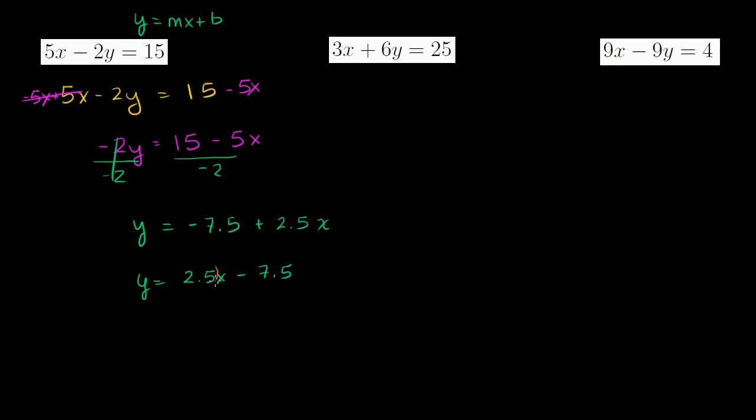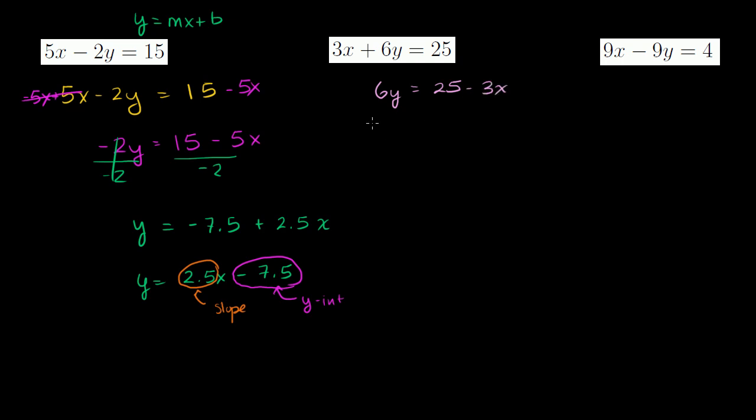You want the slope. It's right here. That is our slope. You want the y-intercept. It is, actually, let me be careful. It is right there. It is negative 7.5. That is the y-intercept. And now this would be a form that's actually pretty straightforward to graph. Let's do this one. So once again, we just need to solve for y. So let's subtract 3x from both sides.